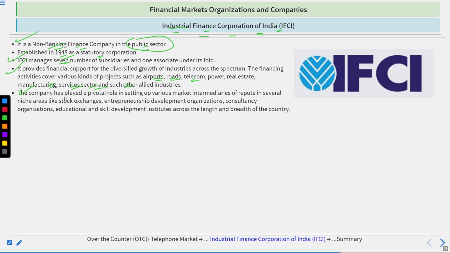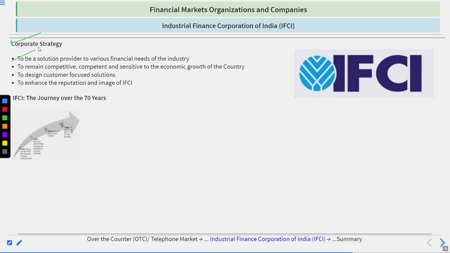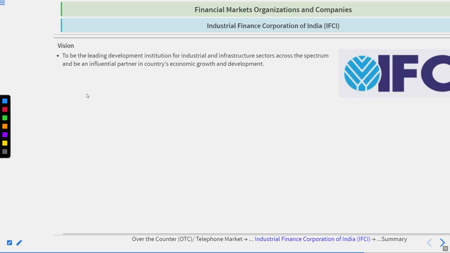The company has played a pivotal role in setting up various market intermediaries of repute in several niche areas like stock exchanges, entrepreneurship development organizations, consultancy organizations, educational skill development institutions across the length and breadth of the country. Corporate strategy: to be a solution provider to the various financial needs of the industry, remain competitive, competent, and sensitive to the economic growth of the country, design customer-focused solutions, enhance the reputation and image of the IFCI. The journey over the 70 years the IFCI has crossed.